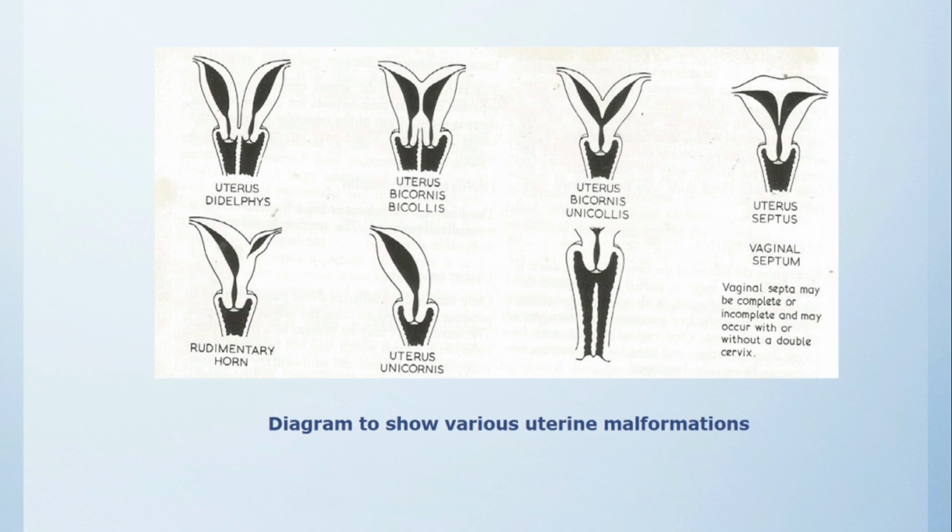In uterus bicornis unicollis, you can see the two horns of the uterus. There is some degree of fusion at the lower segment here, and then the cervix is normal. It's normally developed.